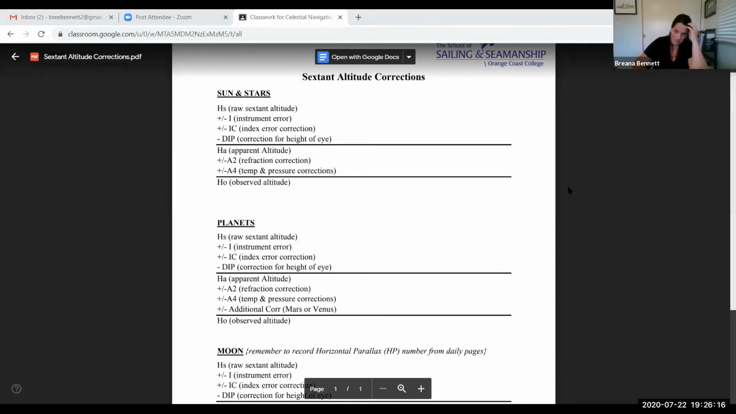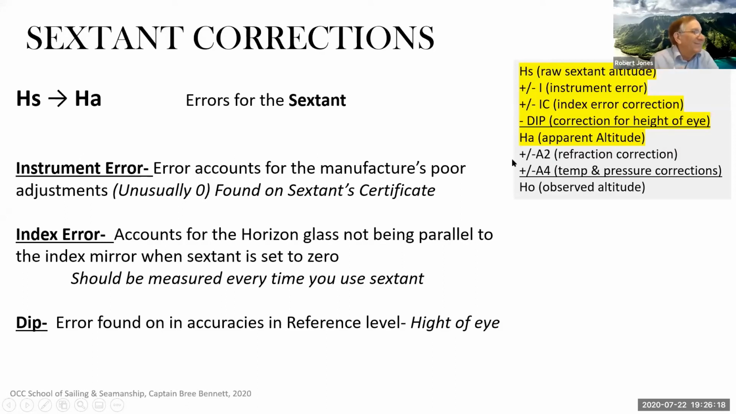Okay. That's what I'm referring to when it's just part of the site reduction form. From HS to HA, we have three corrections that we're going to talk about. We have the instrument error, we have the index error, and then we have the correction for height of eye, and that's called dip.